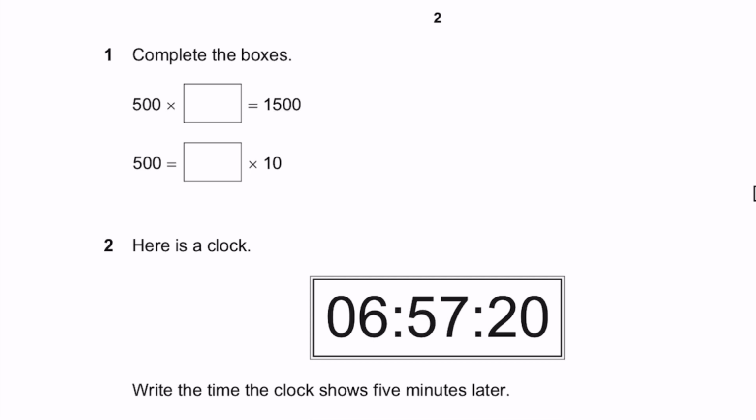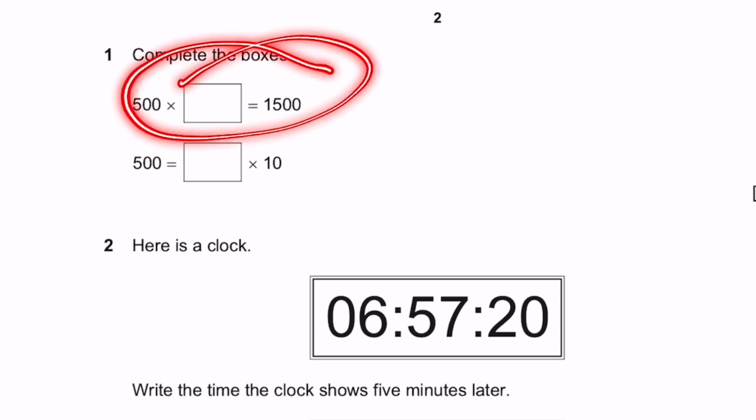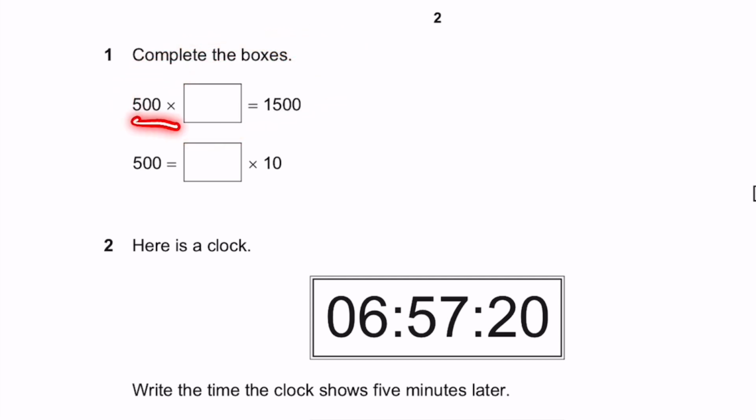Question 1, complete the boxes. 500 times dash is 1500. So if you bring the 500 multiplied by to the other side, it'll become a divide by, the inverse operation. So the answer is going to be 3, which is 1500 divided by 500. Now 500 equals dash times 10. We can bring this to the other side to make it divide by 10, to make it 50 over here.